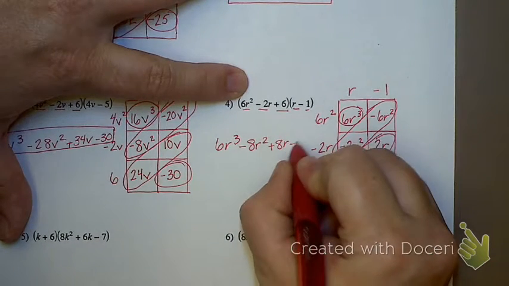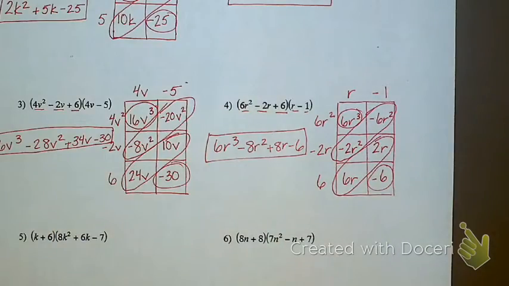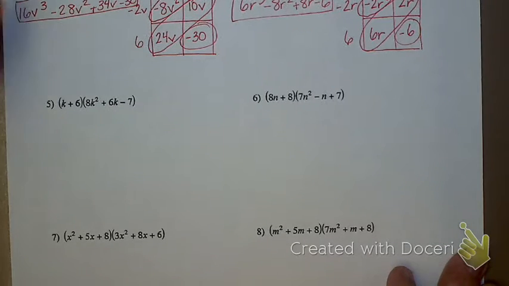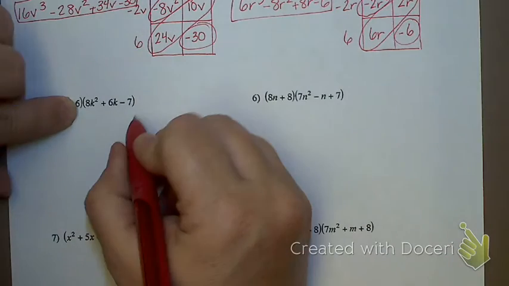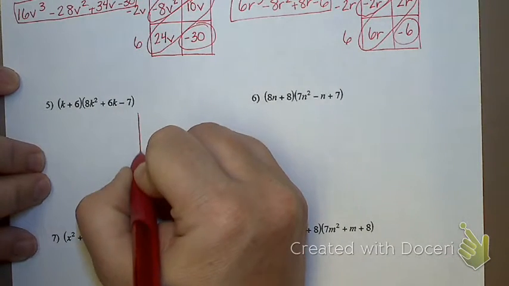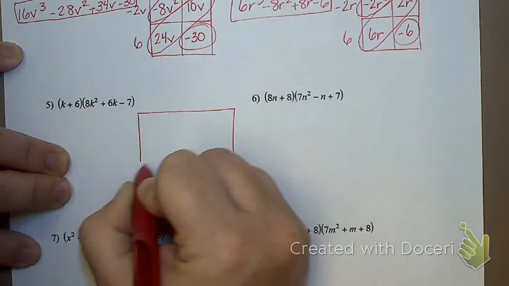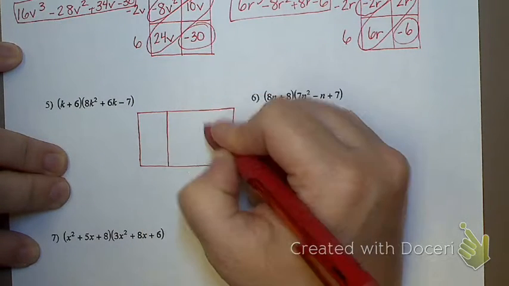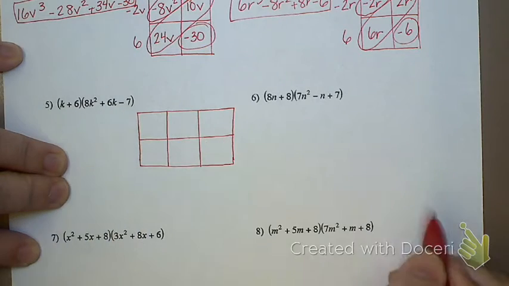Finally, I have minus 6, and that's what my answer should look like. Okay? All right, changing it around a little bit. This time my first parentheses only has 2, so I need 2 rows, but this time I need 3 columns. So mine's going to be wider than it is tall. So it's kind of like, there's my 3 columns, here's my 2 rows.